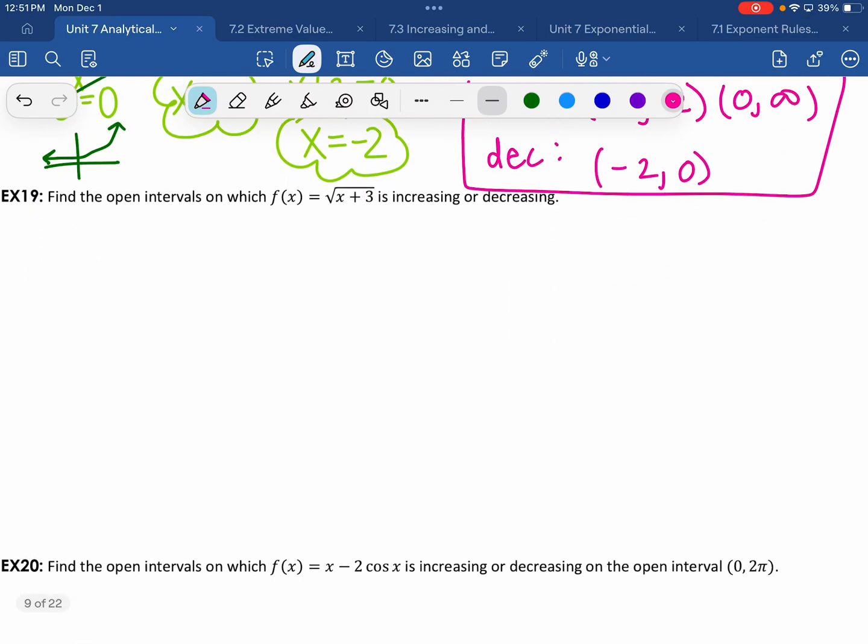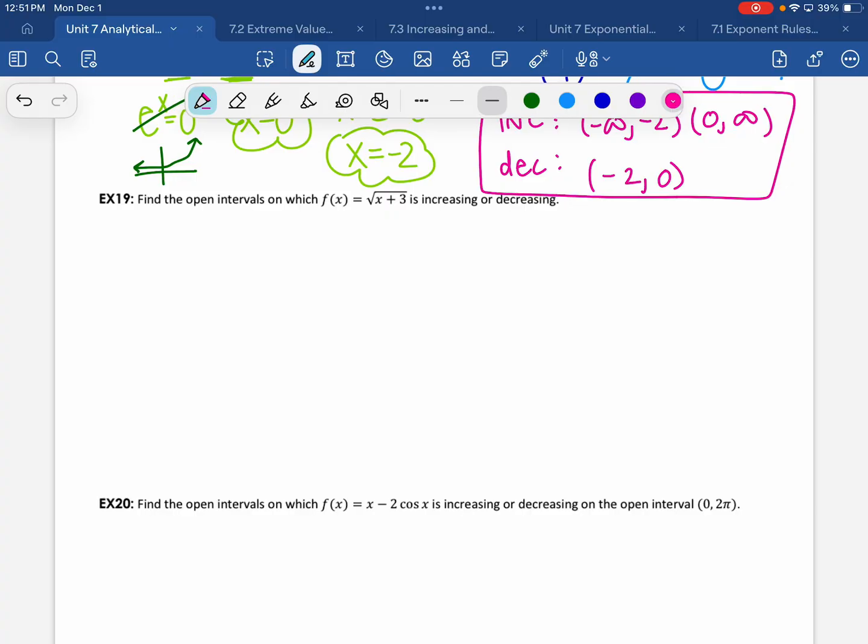Okay. I'm going to do all the examples because I want to do a square root one, I want to do a trig one, and then I want to do a graph one. So I don't really want to skip any of those.